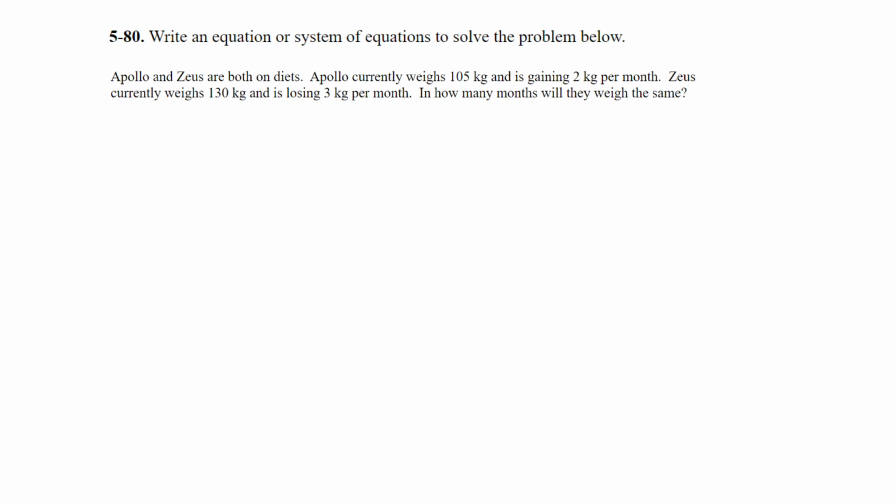Question 80. Write an equation or system of equations to solve the problem below. Apollo and Zeus are both on diets. Apollo currently weighs 105 kilograms and is gaining 2 kilograms per month. Zeus currently weighs 130 kilograms and is losing 3 kilograms per month. How many months will they weigh the same?